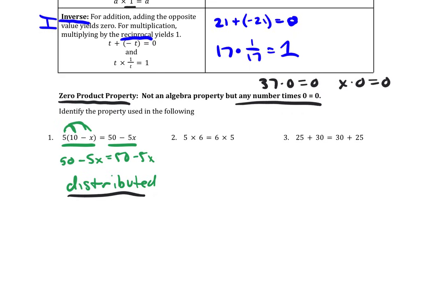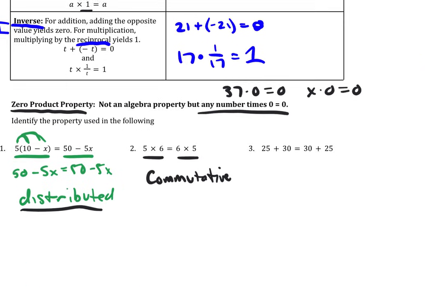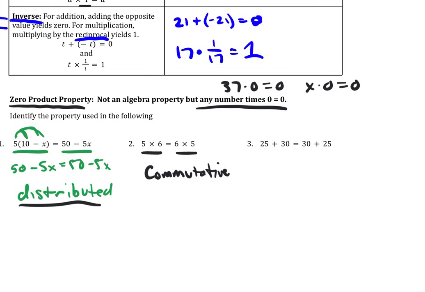Number 2, 5 times 6 equals 6 times 5. All I did was change the order. So I'm just going to change that to commutative. That goes back to that order up above. A times b equals b times a. So this would be commutative with multiplication. Then 25 plus 30, 30 plus 25, that's also going to be commutative. But this time it's with addition.